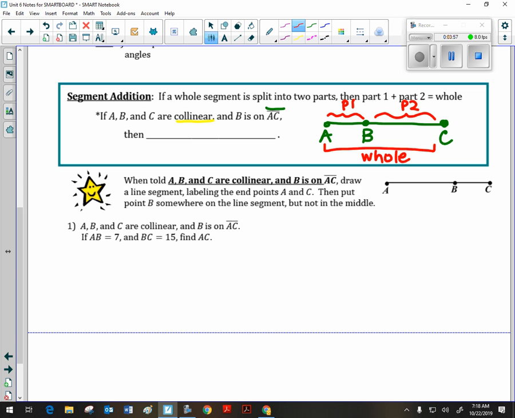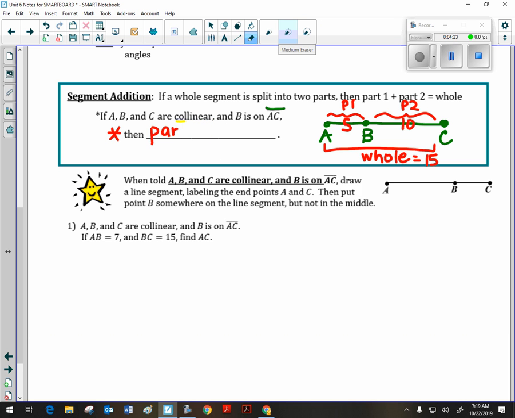I'll give you an example. If AB is 5 and BC is 10, then to figure out the length of the whole thing, I would add the two of those together and get 15. So if I wanted to go back now and fill in the blank here, if A, B, and C are collinear and B is on line segment AC, then one of the things that I know is that part 1 plus part 2 is going to equal the whole.